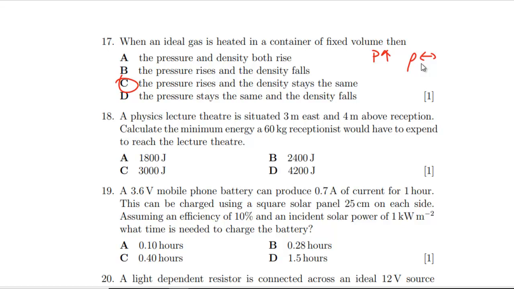18. A physics lecture theatre is situated 3 meters east and 4 meters above reception. Calculate the minimum energy a 60 kilogram receptionist would have to expend to reach the lecture theatre. Right, well, if they've got a really slippery floor, then we don't care about that. They've just got to do an MGH on that. So we're going to have 600 times 4 is B.